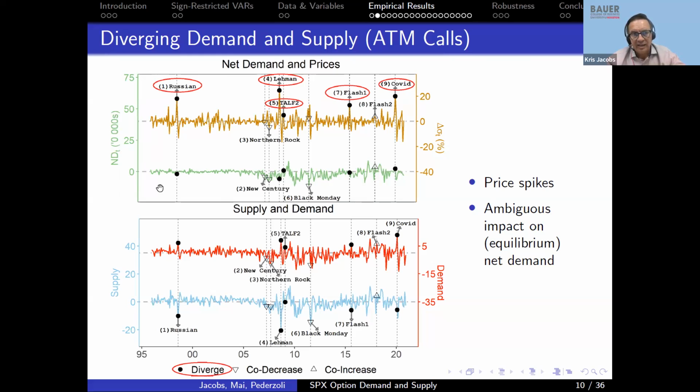So these are the raw data. These are our price and quantity variables. And then at the bottom is the output from our analysis, the latent supply and latent demand. Demand in red on the right axis, and supply in blue on the left axis.